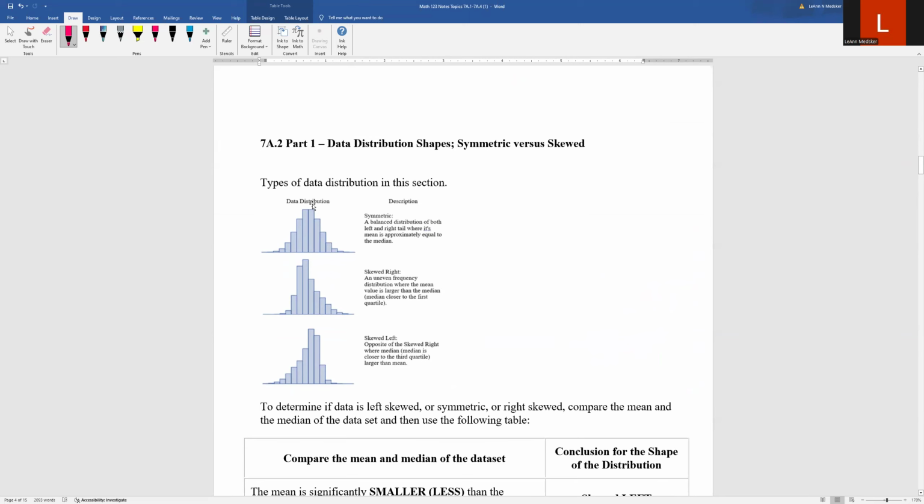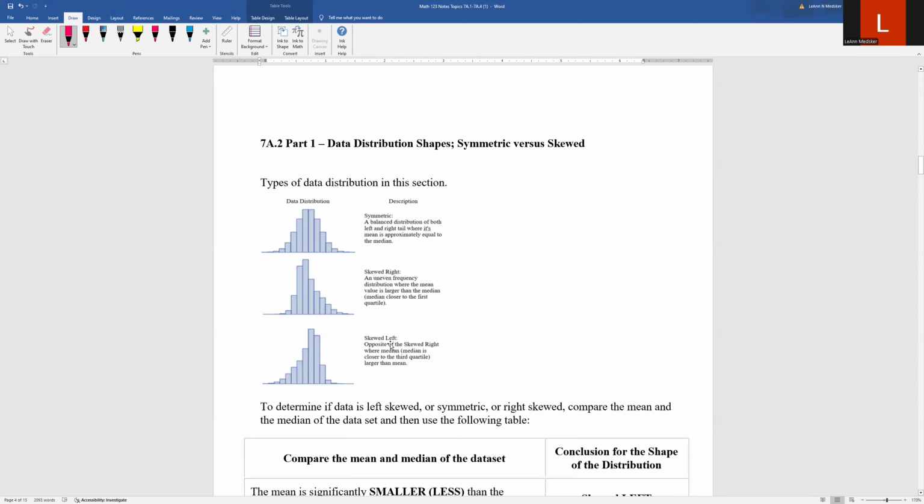So if your data set is balanced, we call that symmetric, okay? In other words, you find that the peak has about an equal distribution to the left of it and to the right of it. It almost looks like a nice, perfect bell shape, okay?